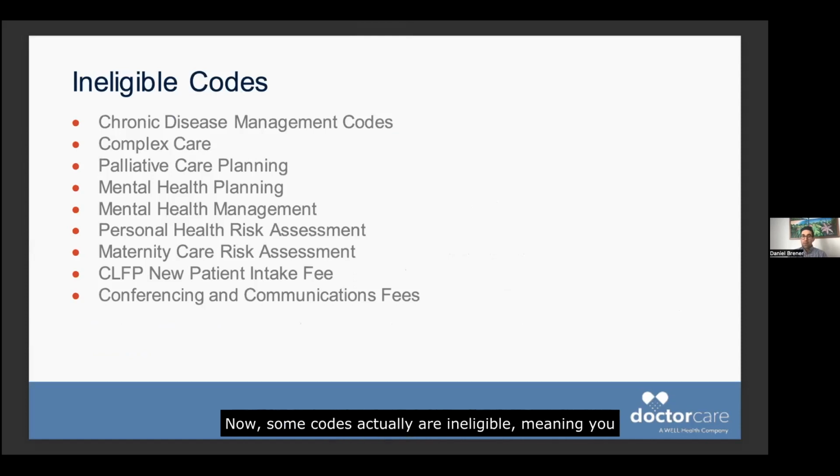Now, some codes actually are ineligible, meaning you can no longer bill for these. And as family physicians, one of the main ones that we're seeing is the chronic disease management codes, right? So you'll no longer be able to bill for those on a yearly basis. Same with the complex care planning and management, palliative care planning, and the rest of the list that we're seeing here. So some codes are no longer eligible in the LFP model. So this is important to note.